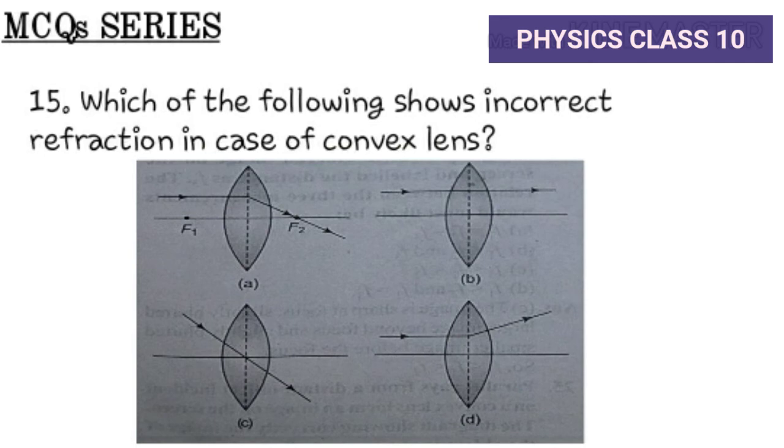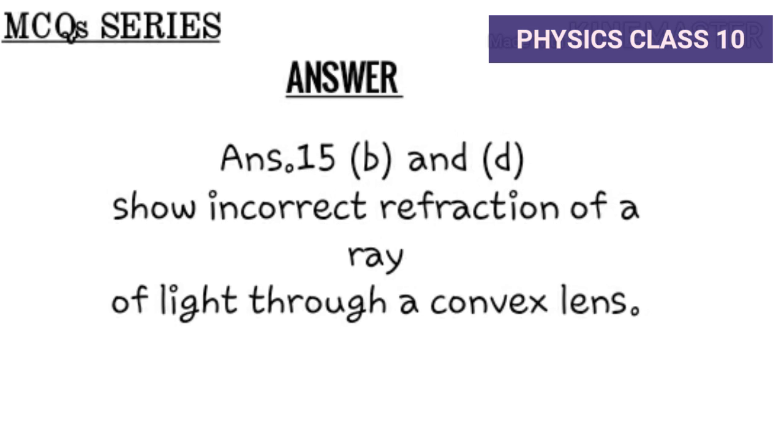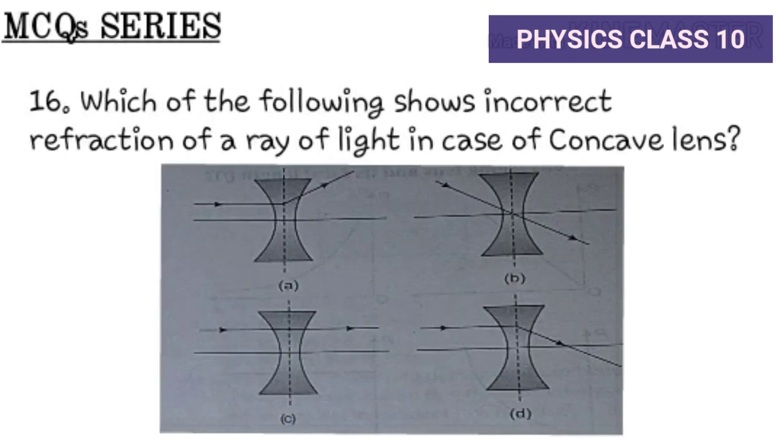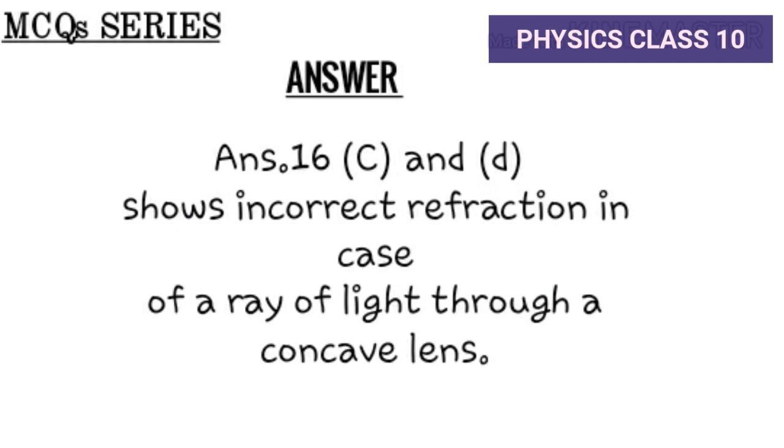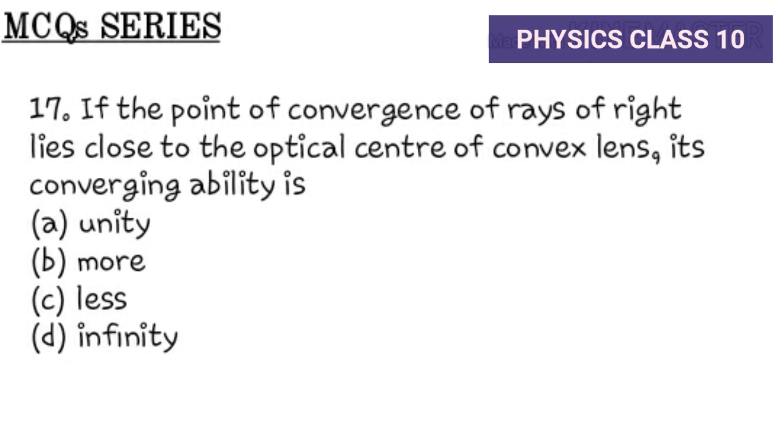Which of the following shows incorrect refraction in the case of a convex lens? Observe the diagrams carefully. For this, options B and D are correct. Now question 16, which of the following shows incorrect refraction of a ray of light in the case of a concave lens? Here too there must be two answers. Options C and D show incorrect refraction in a concave lens.